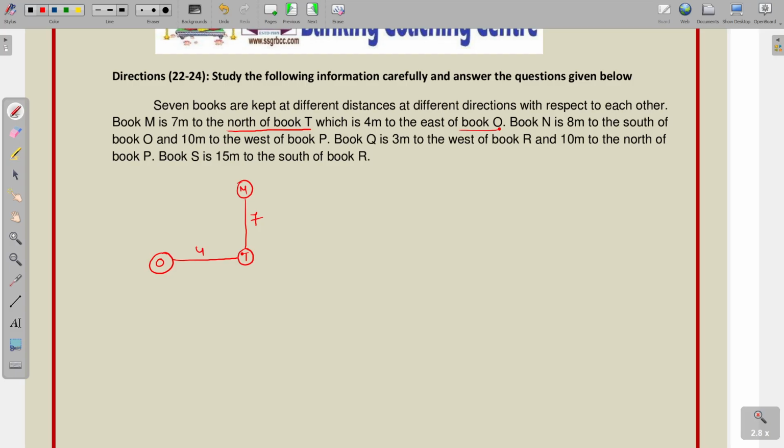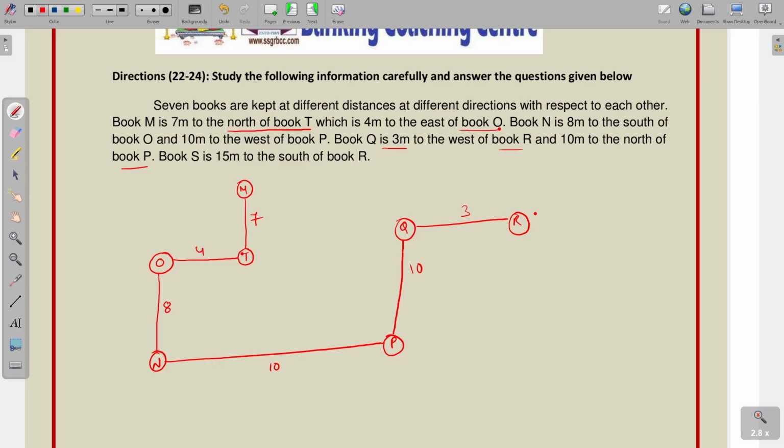Next, book N is 8 meters to the south of O and 10 meters to the west of P. And next, book Q is 3 meters to the west of book R and 10 meters to the north of P. So from P, 10 meters to the north of P is Q. So Q is placed here. And 3 meters to the west of R.